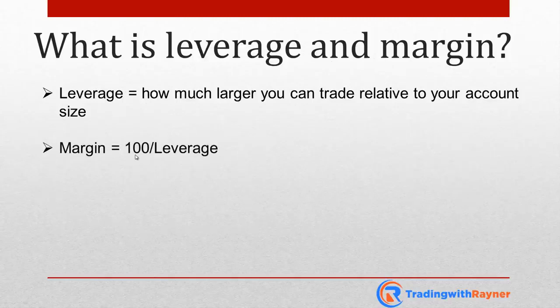So margin is just another way of looking at it. If you just take 100 divided by leverage. So for example, earlier, the leverage is 10. So 100 divided by 10, it says that your margin requirement, or rather the margin required, is just 10%. So if you want to trade $100,000 worth of currency, you only require to put up a 10% margin, which is $10,000. So it's just different ways of looking at it.